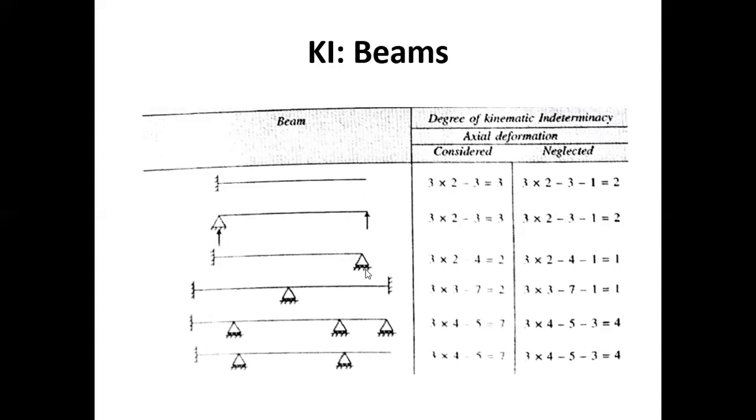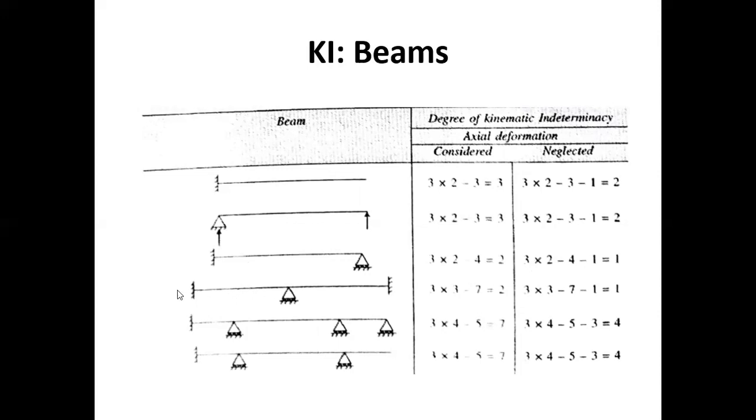Similarly, it is a case of a propped cantilever beam in which this is a fixed support and this is a roller support. At the fixed support, it is 3j minus r. Here it is 3. At the roller, it is 1. Then it is 3j minus 4, which is equal to 2. Similarly, if the axial deformation is neglected, then it becomes 3j minus r minus m, where m is the number of members. Here also, it is only one member.